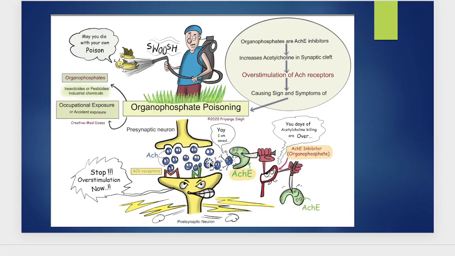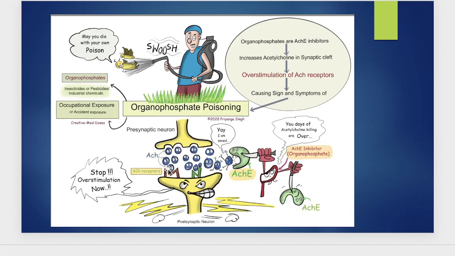Kasi nga, kung hindi naman kailangan ng acetylcholine, inihinhibit na yan ng ating cholinesterase. Kaya tinatawag na cholinesterase, an enzyme that will degrade your acetylcholine. So therefore, because of the presence of your organophosphate, an acetylcholinesterase inhibitor, inihinhibit niya ang ating acetylcholinesterase.